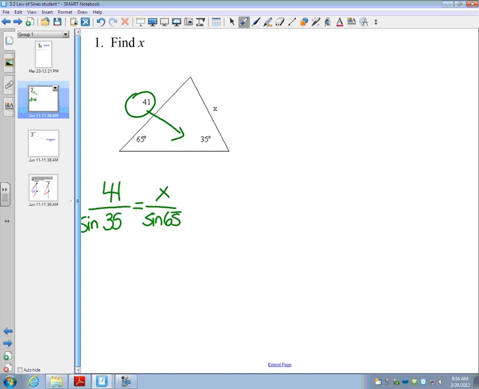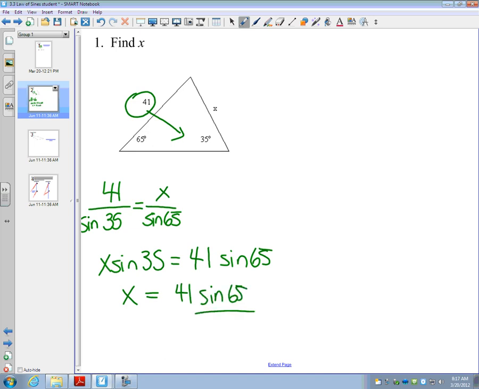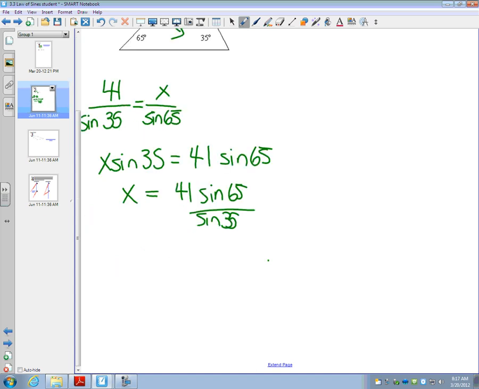So we can say x sine 35 is equal to 41 sine 65. Solving for x, we get x equals 41 sine 65 over sine 35. We want to do this all in our calculator, and we can get x to be 64.78. And again, the calculator should be in degrees because we've entered these in degrees. If they were given in radians, you could do this in radians.